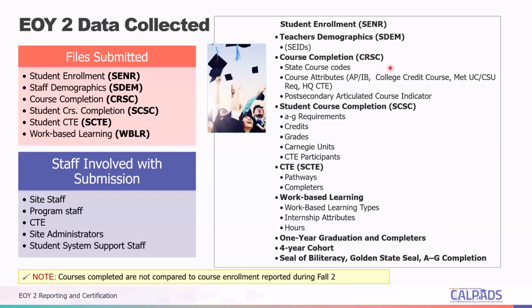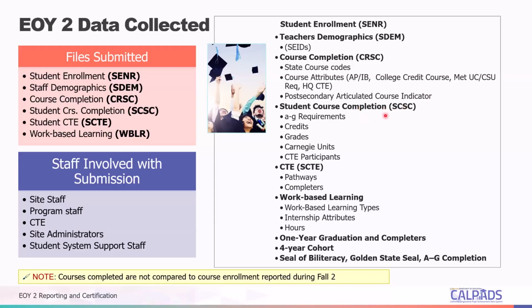The course completion will include the state course codes and course attributes, which, for example, are your AP/IB indicators or courses, your college credit courses, whether or not a course met a UC/CSU requirement, and if a CTE course is taught by a highly qualified CTE teacher. It also indicates whether or not a CTE course is an articulated course or not.